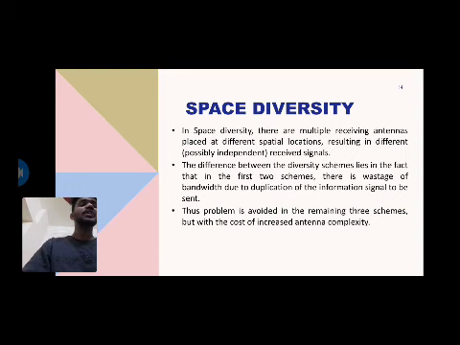Space diversity. In space diversity, there are multiple receiving antennas placed at different spatial locations, resulting in different, possibly independent received signals. The difference between the diversity schemes lies in the fact that in the first two schemes, there is wastage of bandwidth due to duplication of the information signal to be sent. This problem is avoided in the remaining three schemes, but at the cost of increased antenna complexity.